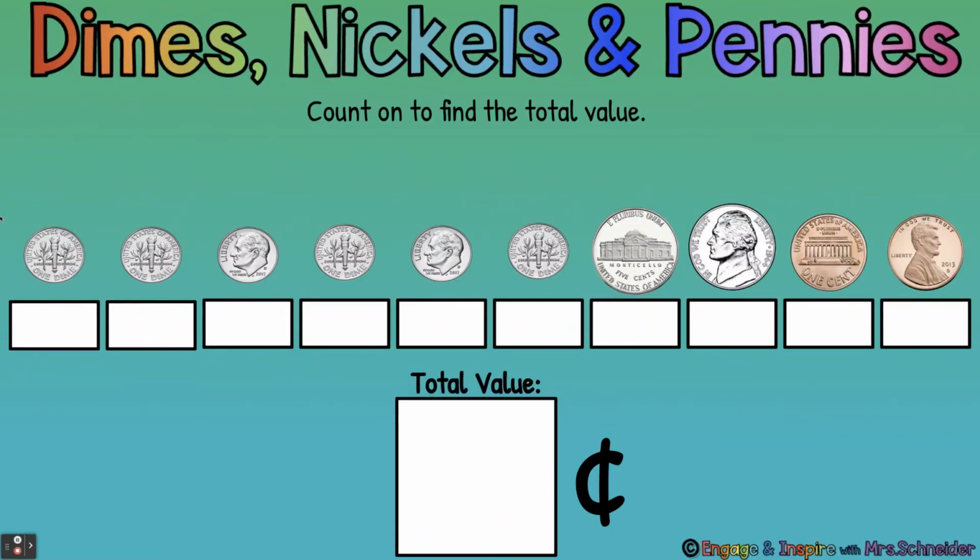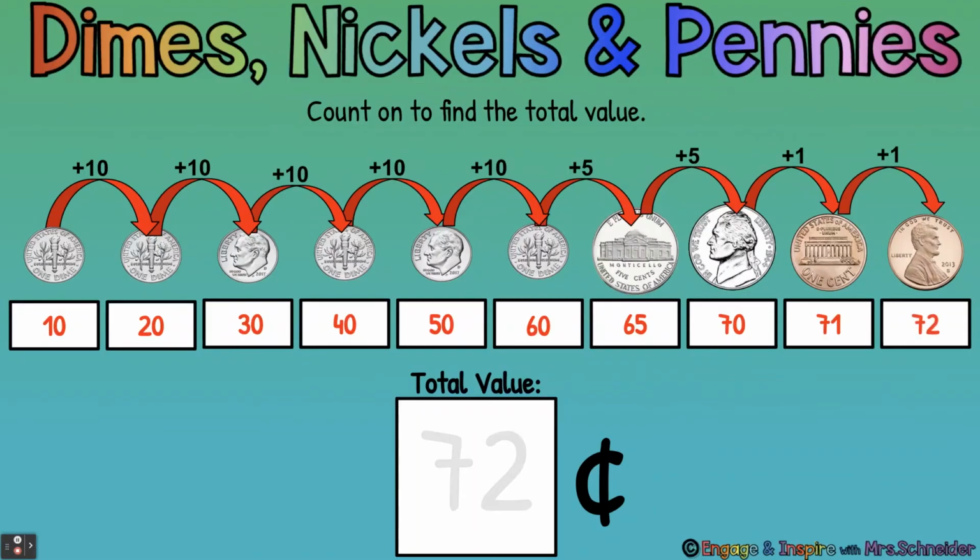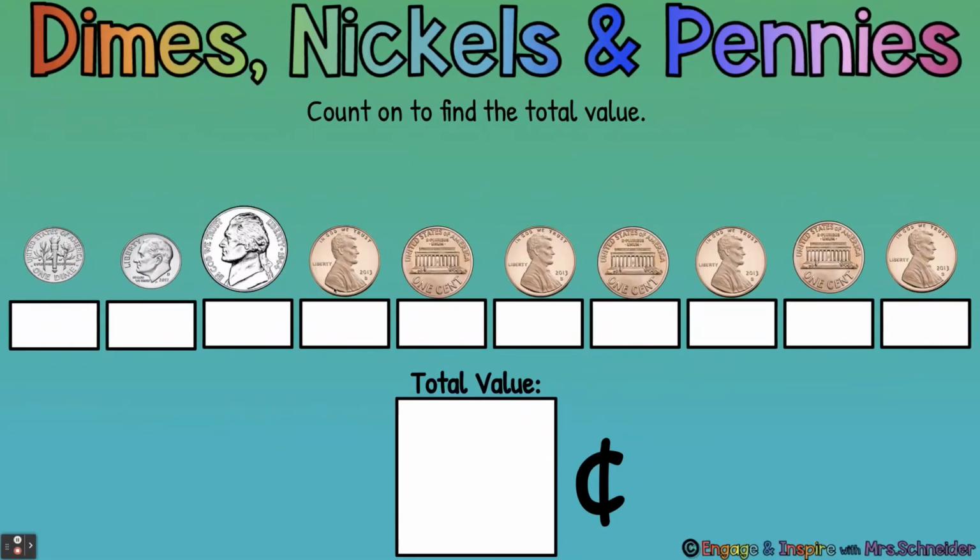All right, let's count on to find the total again. We're going to count by 10s and then 5s and then 1s. 10, 20, 30, 40, 50, 60. Now we're going to stop and we're going to switch. We're going to count by 5s. What is 60 plus 5? 65, 70. Now we're going to stop and we're going to count up 1. 71, 72. Good job. The total value of these coins is 72 cents.